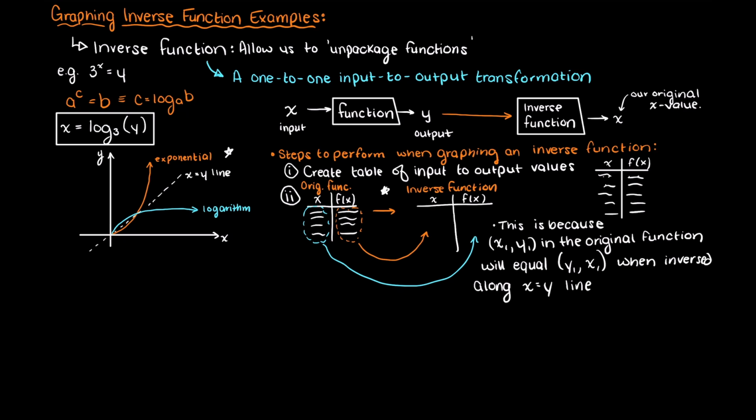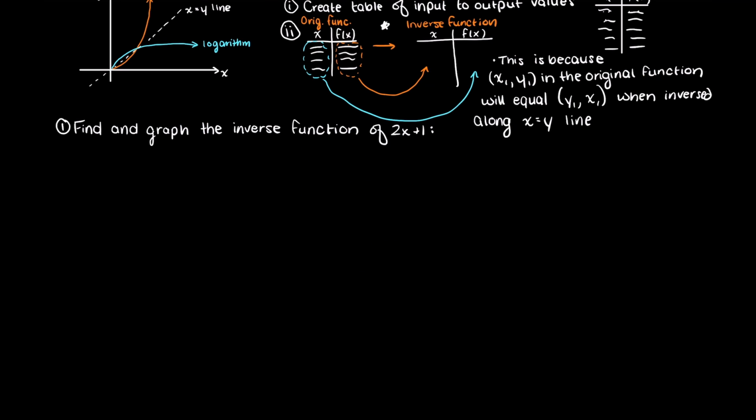Alright, so question 1. Find and graph the inverse function of 2x plus 1. So let's just begin by finding the inverse of this function. So remember, step 1 in finding any inverse function is to solve for x. So let's move the 1 over to the left side. Then we can just divide by 2 and isolate for x.